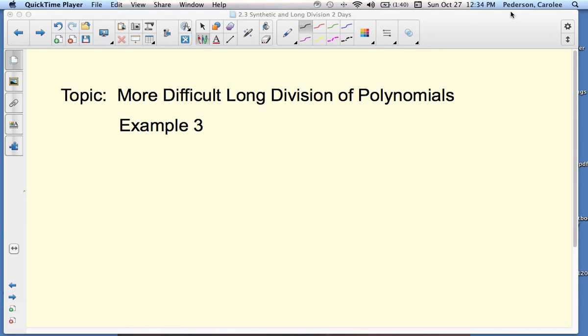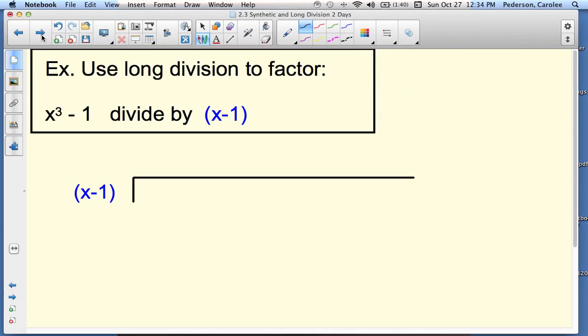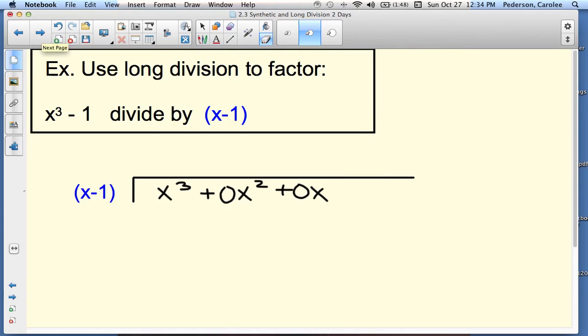Here's example 3 of long division. What's different about this problem is when I divided, I purposely did not put anything underneath the division symbol. We want to put this underneath. But notice we go from x cubed to minus 1. I need to put placeholders with 0x squared and 0x. I don't have any terms there, but you'll see when we do division, and then I have that minus 1.